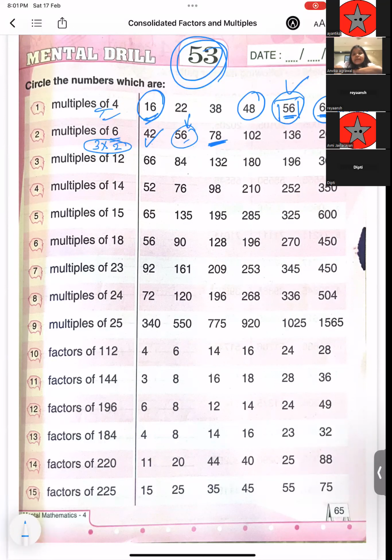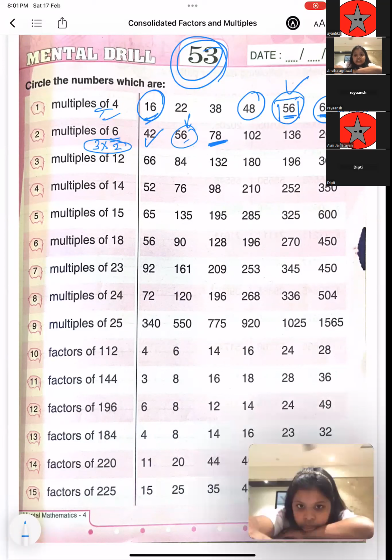Yes, ma'am, it's divisible by 6, because it is divisible by 2 as well as 3. This is 102. Yes, ma'am, it's divisible. 136. No, ma'am. Okay, good.